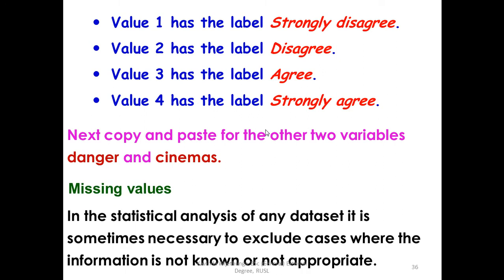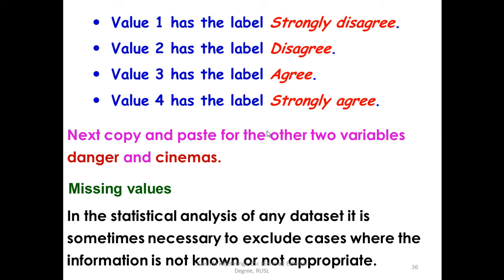Then missing values. This is a new thing, because the other things we discussed in the previous lesson also, but now I describe the purpose of these variables in more detail. I think now you can understand more clearly than in the first lesson, right? Then this is the missing value.